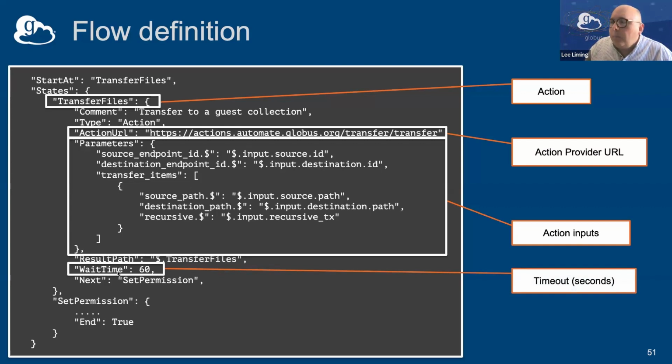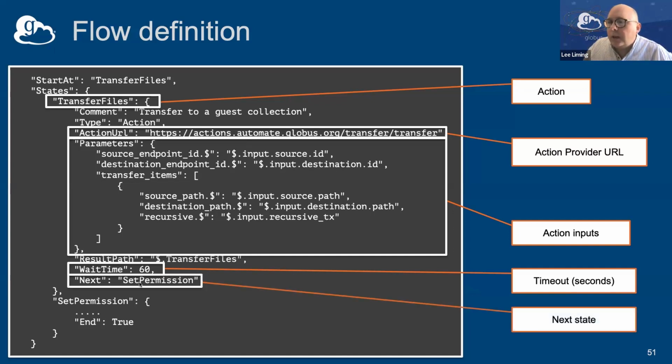Await time is the maximum amount of time that flows will let this thing go. So in this case, it's 60 seconds. It must be a very small directory that you're transferring. I don't know. But you can change this to whatever you want. And you don't have to have a wait time. If you don't have one, it'll just go as long as it takes. But if you want it to stop the flow if this state doesn't finish in time, you can do that.